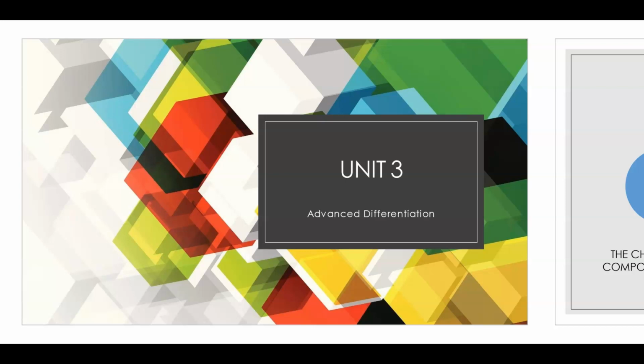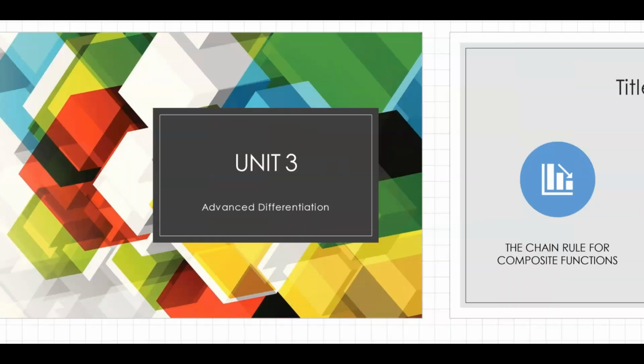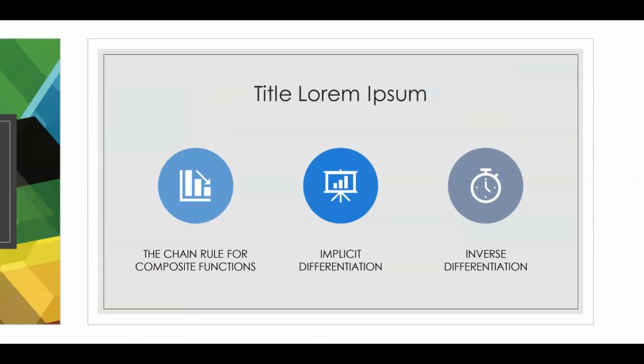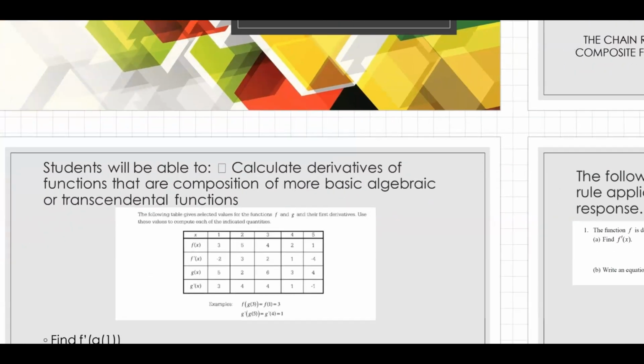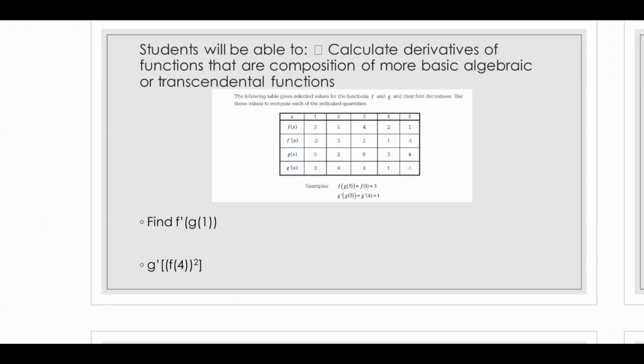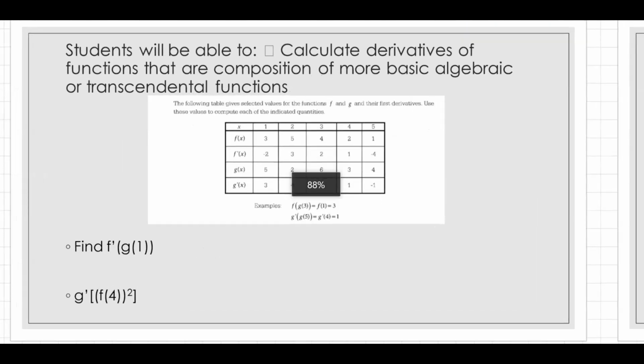All right, Unit 3 is pretty easy. So what I did was compile together the three biggest topics from Unit 3. The biggest topics are the chain rule with composite functions, implicit differentiation, and inverse differentiation. So what I want to do is just walk through a couple of these problems with you.